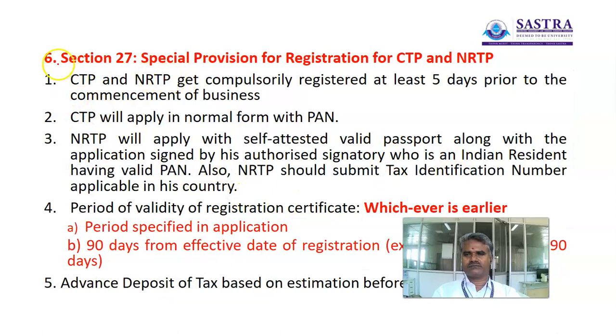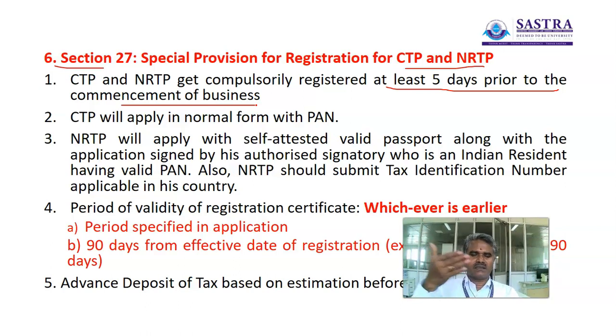Section 27. Special provisions for registration for CTP and NRTP: casual taxable persons and non-resident taxable persons. CTP and NRTP must compulsorily register at least 5 days prior to the commencement of business. Already I told you they have to register their business 5 days before the date of commencement. Prior 5 days, not next 30 days. The next 30 days is for the person who is liable for registration, but not for special cases.